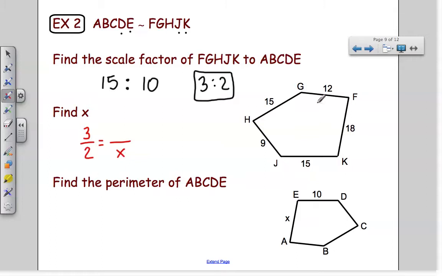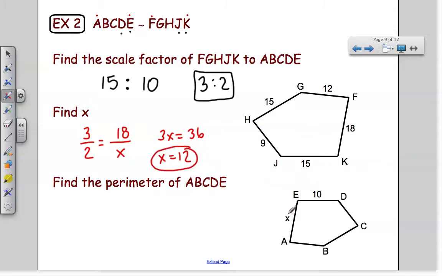What side corresponds to x up here? Now, x was side AE. AE were the first and last letters. So I'm looking for side FK, which is right here. And that's 18. So that goes on top. Cross multiply. 3 times x equals 2 times 18, which would be 36. Divide by 3. And it looks like x equals 12.